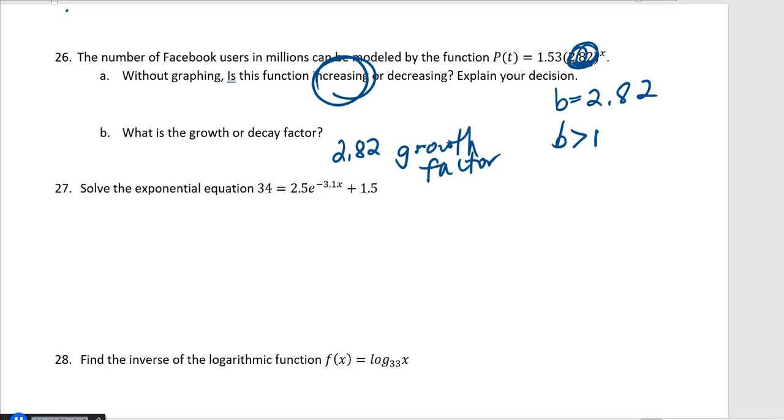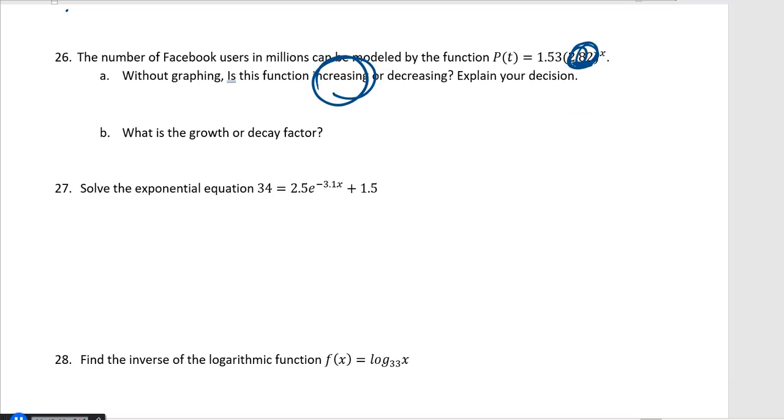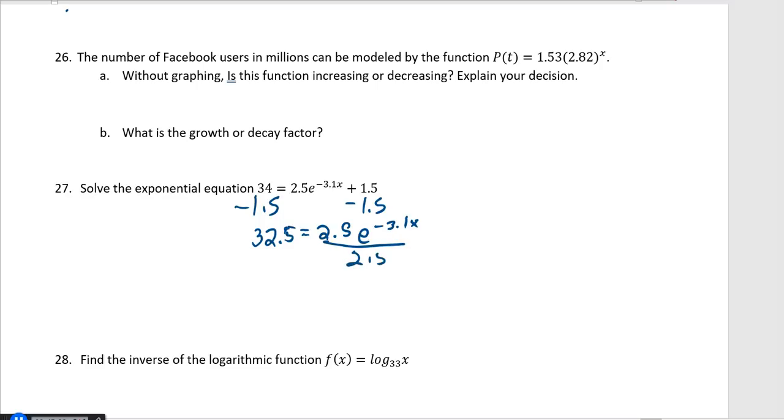Number 27, solve the exponential equation. Now this has an e. Don't let that throw you. An e is simply a number, an irrational number, but it's a number. So the first thing I want to do for any log or exponential problem that I want to solve is I want to get it alone. So I'm going to first subtract 1.5, and next I'm going to divide both sides by 2.5. Okay, now that we have the exponential by itself, we can do our magic, and we can rewrite this as a log.